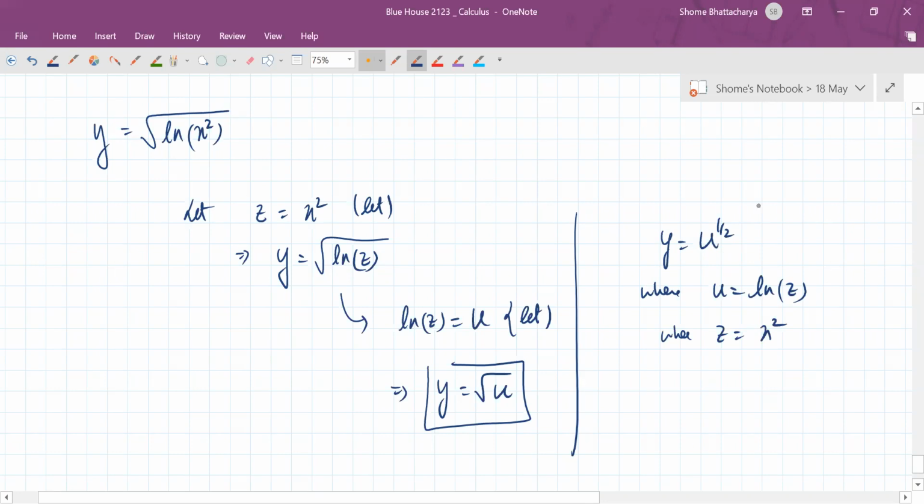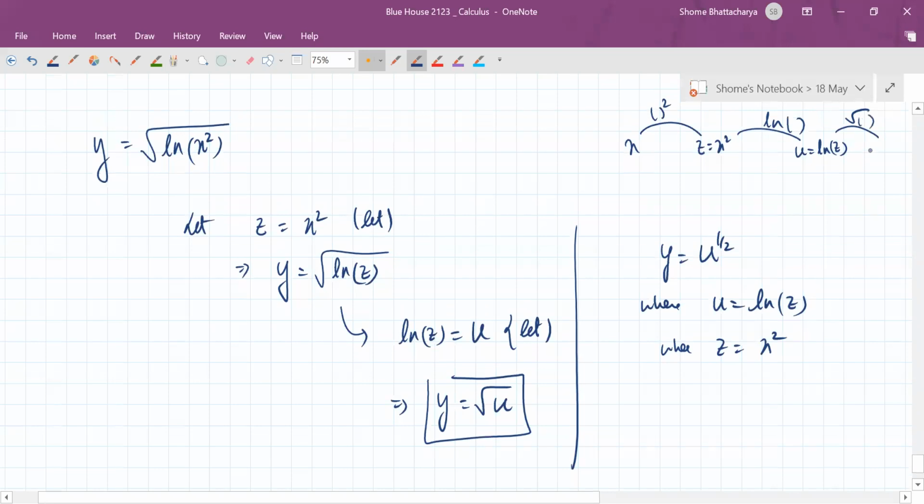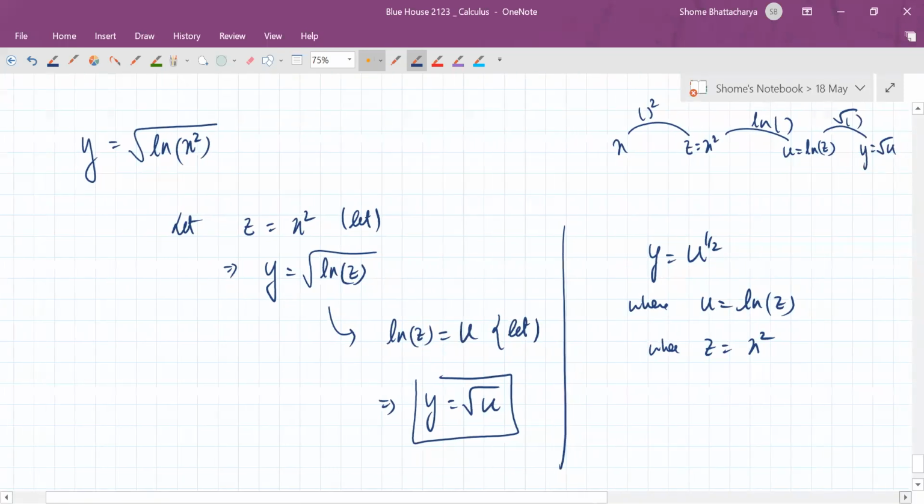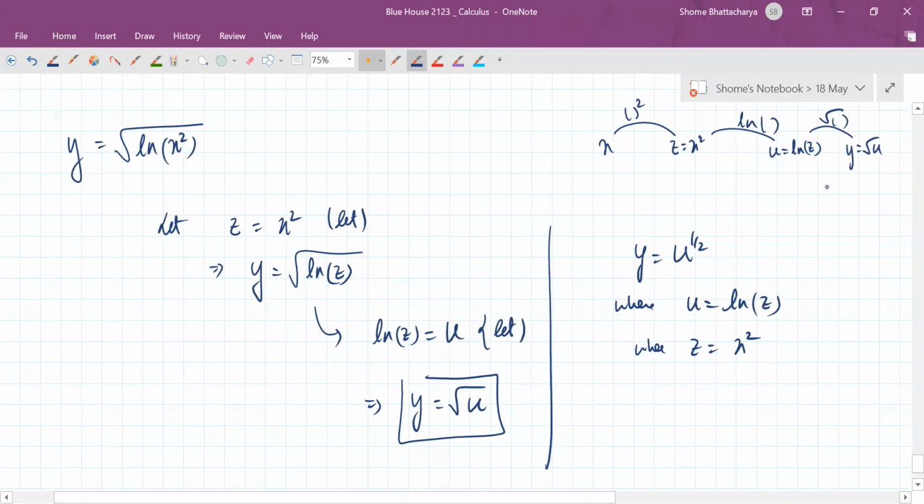So there are three steps involved here. From x, we are doing the whole square function to get z is equal to x square. Then we are applying the ln function to get u is equal to ln of z. And then we are applying the square root function to get y is equal to square root of u, which is basically this complex function.